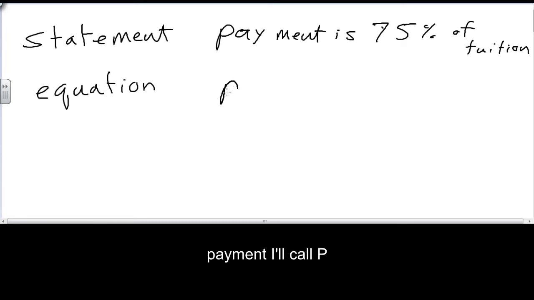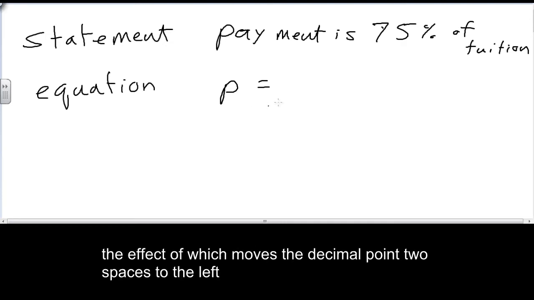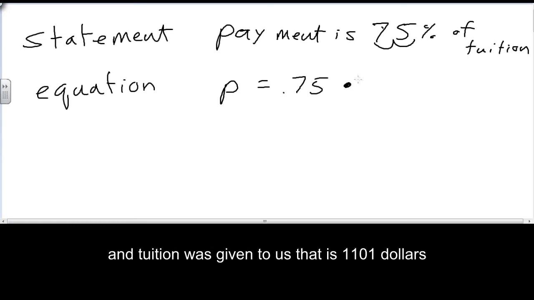Payment I'll call P. Is interpreted as an equal sign. I want to use 75%, but I can't use percentages in my equation, so I'll change it to a decimal by dividing by 100, the effect of which moves the decimal point 2 spaces to the left. So 0.75. Of is interpreted as multiplication, and tuition was given to us.